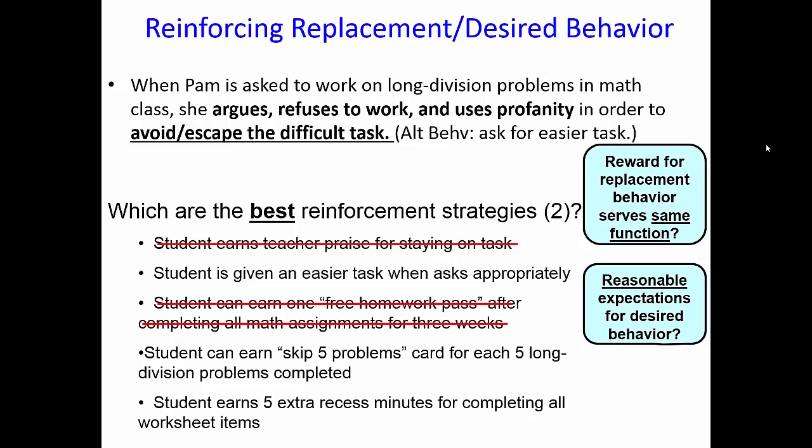Does that match our two rules there? Okay, well, what about student earns 5 extra recess minutes for completing all worksheet items? Of those two, the top one is better because, of course, that student is getting the escape from the task and it is reasonable instead of having to complete all the assignments or all the worksheet items to get to recess. So yes, those are our top two.